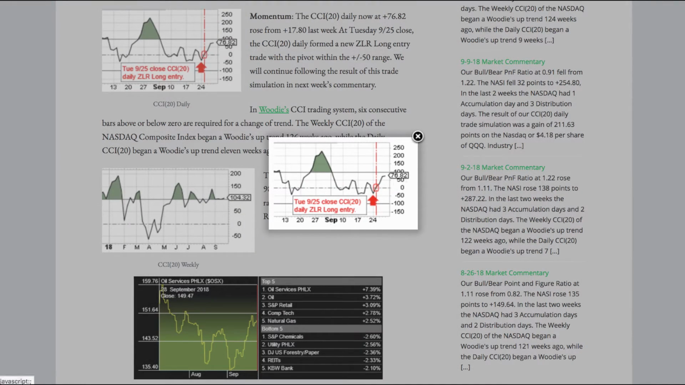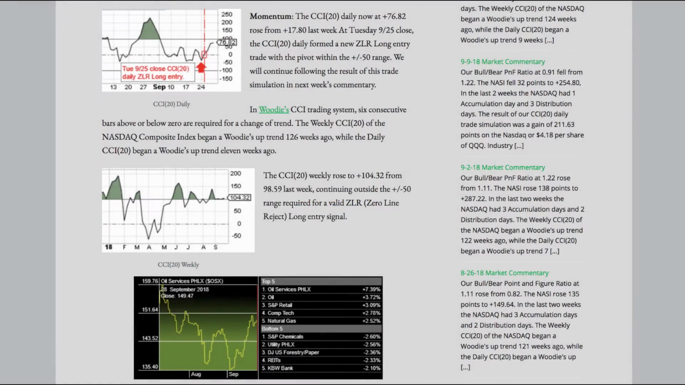Momentum. The CCI 20 daily, now at a positive 76.82, rose from a positive 17.80 last week. At Tuesday 9/25 close, the CCI 20 daily formed a new zero-line reject long entry trade with a pivot within the plus or minus 50 range. We will continue following the result of this trade simulation in next week's commentary. In Woody's CCI trading system, 6 consecutive bars above or below 0 are required for a change of trend.